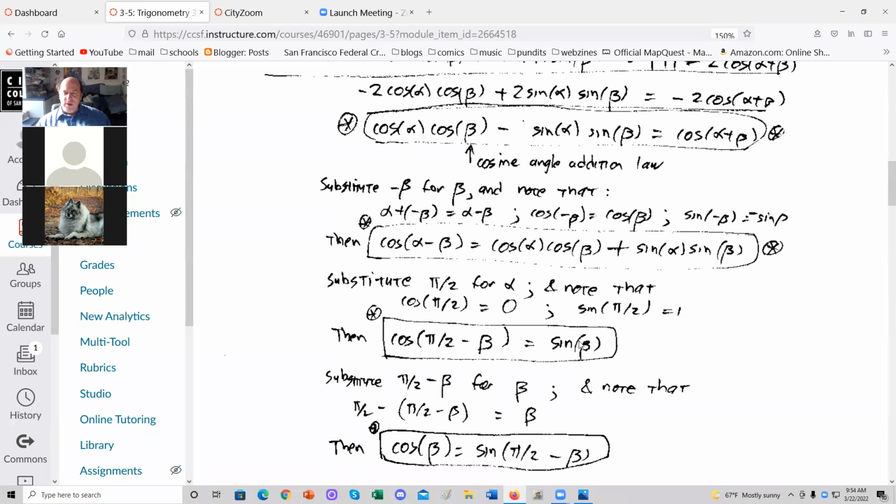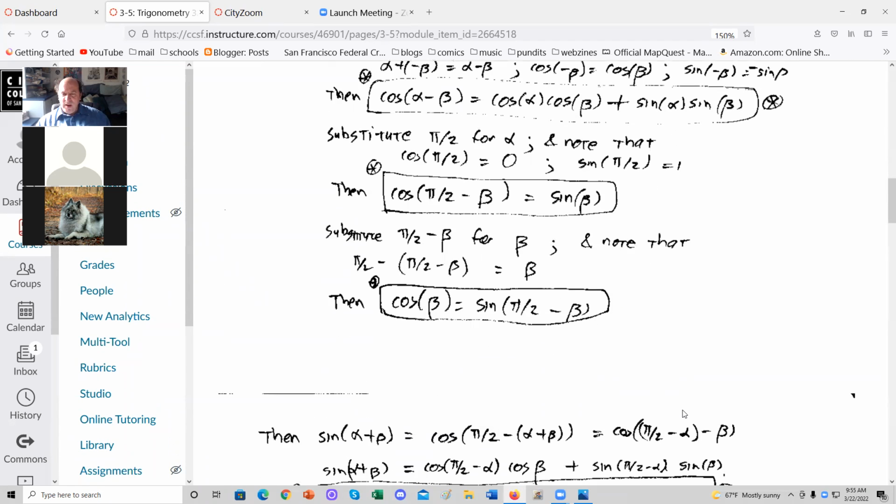If we then substitute pi halves minus beta here and here, and since pi halves minus (pi halves minus beta) is beta, you get that this becomes cosine beta, this becomes sine of pi halves minus beta. So again, that's the complements law for sine and cosine in the other direction. We already sort of knew that for acute angles. This generalizes it to all angles.